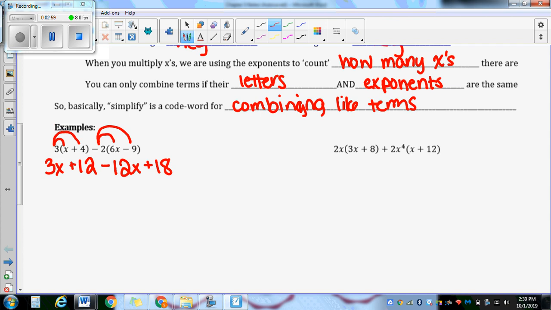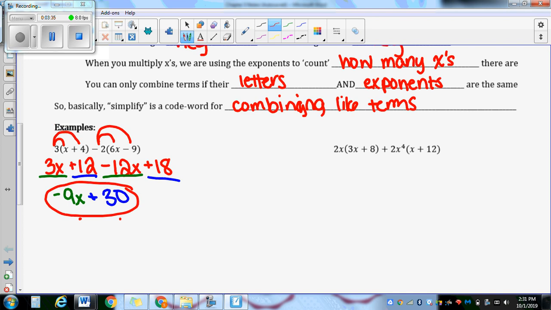So I distributed to get rid of parentheses. Now I need to combine like terms. I can combine things if their letters and exponents are the same. So 3x and minus 12x are like terms. That's going to give me negative 9x. And then my plus 12 and my plus 18 are like terms. They're going to give me plus 30. And that's it. I am done from there. I have combined all my like terms, and they are in order, the most x's to the least number of x's. So that's it. We've been doing these skills. We just haven't called them simplified.